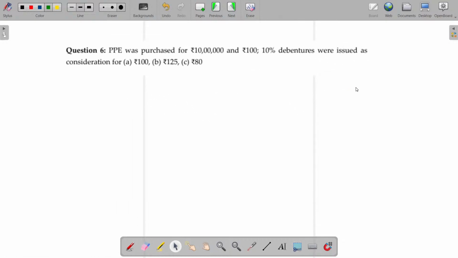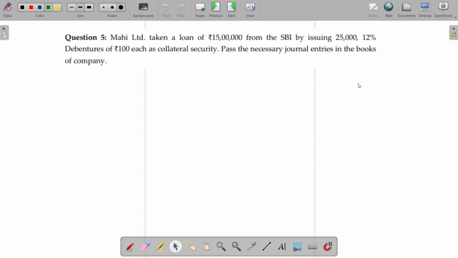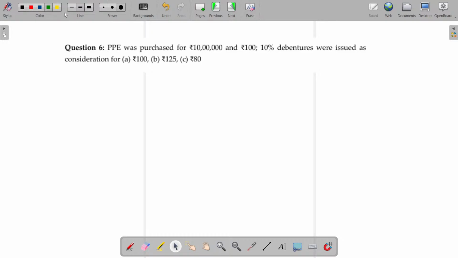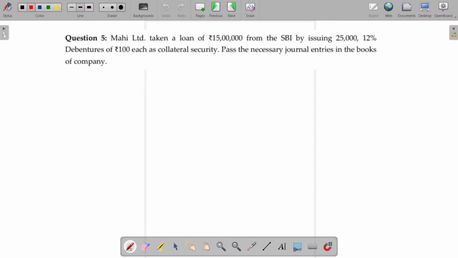You have studied issue of shares. What's that? Issue of shares in consideration other than cash. Sometimes you purchase the asset, and for the purchase of assets, consideration may be in the form of equity shares. Similarly here, question number 6. We purchased property, plant, equipment for rupees 10 lakhs, but the payment is made by way of debentures. So, issue of debentures for purchasing the asset. The journal entry being assets account debit to debentures account. That's all. You can try it yourself.